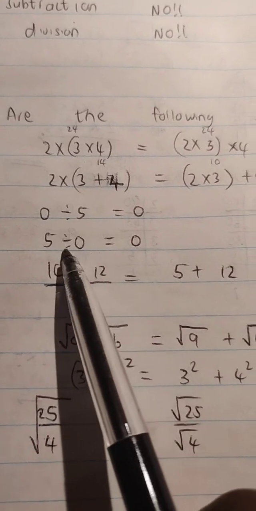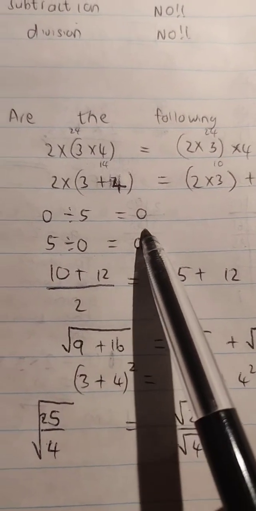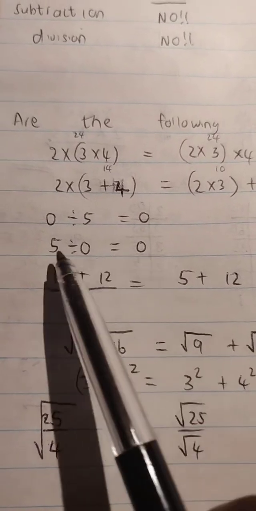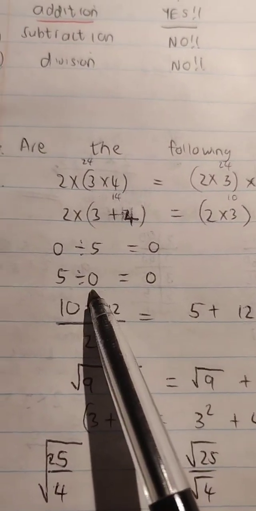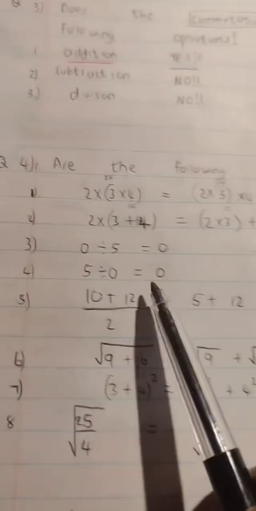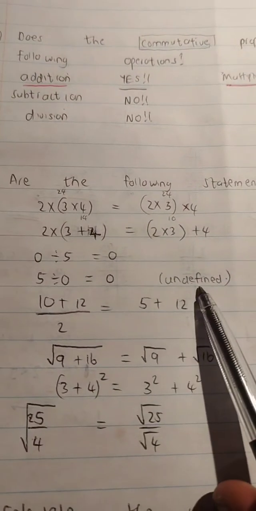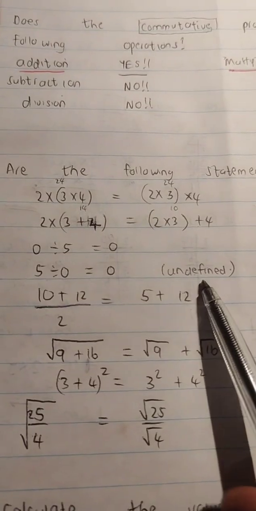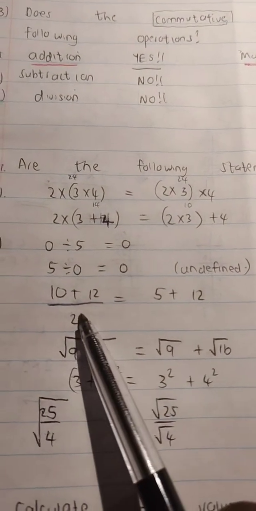Okay, so 5 divided by 0, guys, is not equal to 0. Rather, 5 divided by 0 is undefined. So 5 divided by 0 equal to 0, we know that that is false. A number divided by 0 rather is undefined. Okay, let's move right along.